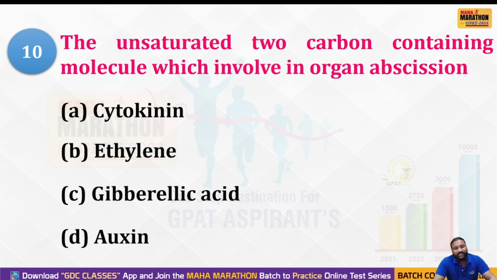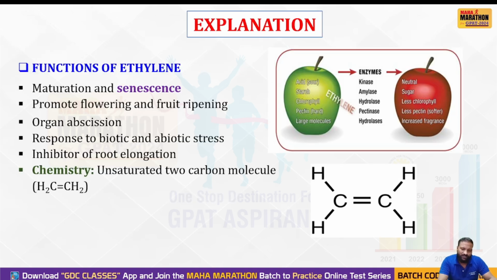The unsaturated 2 carbon containing molecule which is involved in abscission. Which of the following is the 2 carbon containing molecule? Cytokinin, ethylene, gibberellic acid, or auxin. If you have a basic fundamental knowledge about chemistry itself, because our subject is pharmacognosy and phytochemistry, you can answer this question. Obviously, 2 carbons: eth means 2, meth, eth, 2 carbons, ethylene. So ethylene has the function of abscission. That's the reason: ethylene, 2 carbon compound.